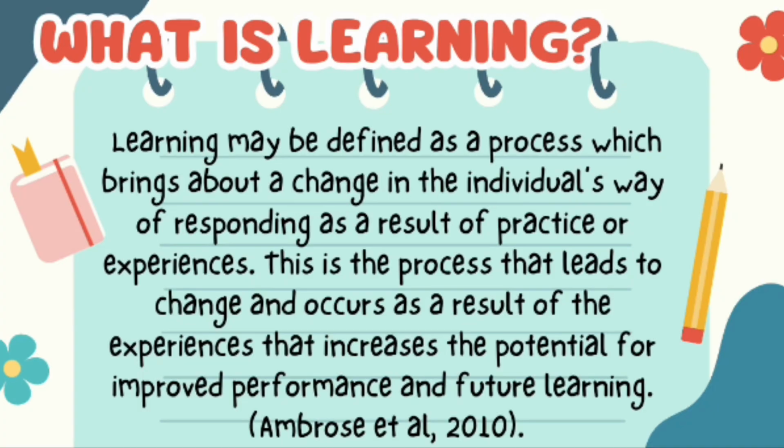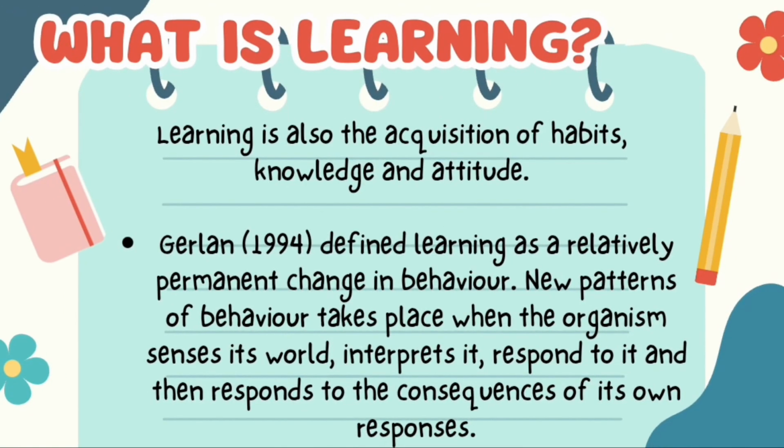So according to Schunk in 1994, they defined learning as a relatively permanent change in behavior. This means that when we truly learn something, it stays with us and affects how we act. For example, if you experience being late and face negative consequences, you might become more punctual in the future, or not. Learning also involves developing habits, knowledge, and attitudes.